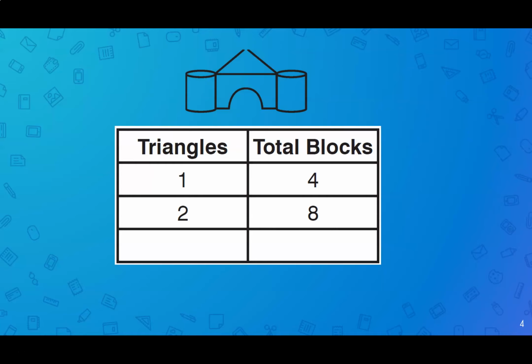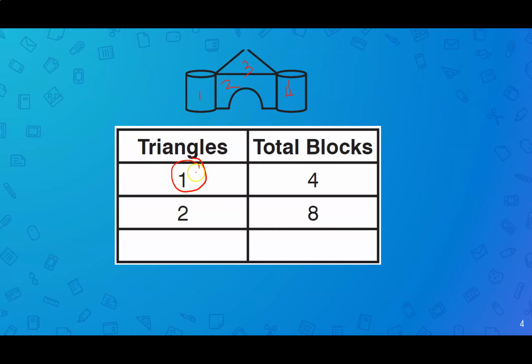Let's say that your younger brother or sister has built this tower out of blocks. When they use one triangle, they have used a total of 4 blocks. 1, 2, 3, 4. Now they would like to build a second castle. How many triangles will they need?